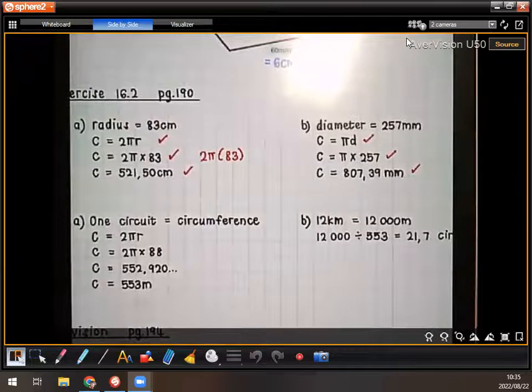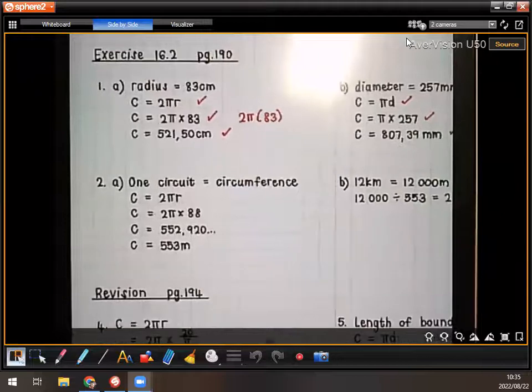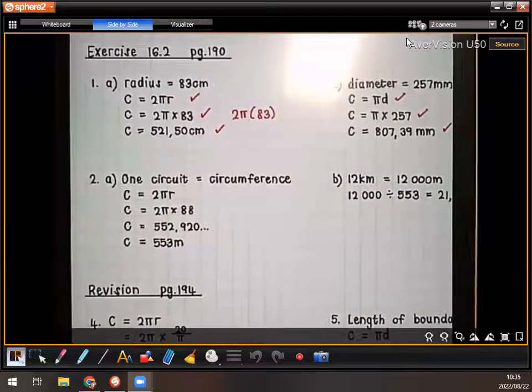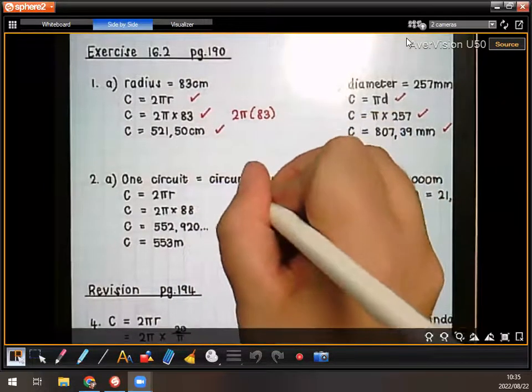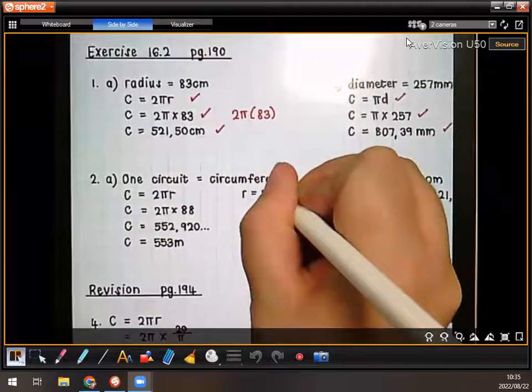Now, number 2 was kind of like a word problem. They told you, I can't remember the name of the person now, but someone has to run circuits around a track, right? She's running, and it's a circular track. So they were asking what the length of one circuit would be if the radius of the track was 88. So this was also given. So the radius was 88 meters.